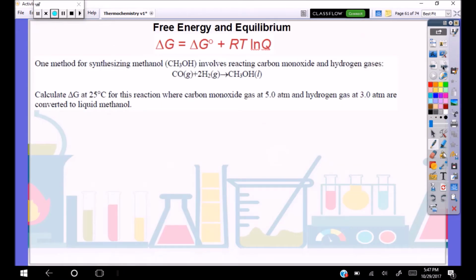All right, so free energy in equilibrium. As I said earlier, we have delta G equals delta G naught plus RT natural log of Q, or sometimes we'll see it where Q is equal to K because it is at equilibrium. And it says one method for synthesizing methanol involves reacting carbon monoxide and hydrogen gas. Calculate delta G at 25 degrees for this reaction. And they give you pressures this time.